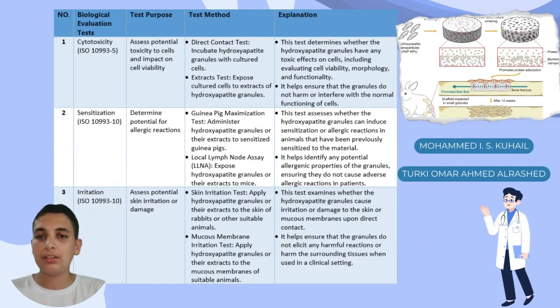Hi, I'm Kohel. There are 5 biological evaluation tests. The first is cytotoxicity, the second is sensitization, the third is irritation, the fourth is systemic toxicity, and the fifth is implantation. For the cytotoxicity, the test purpose is to assess potential toxicity to cells and impact on cell viability. This test determines whether the hydroxyapatite granules have any toxic effects on cells, including evaluating cell viability, morphology, and functionality.